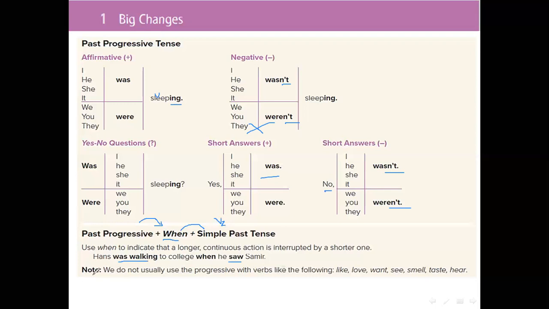Let's read this note. It's very important. We don't usually use the progressive with verbs like the following: love, want, smell, taste, or hear. We don't use these verbs with present progressive tense or past progressive tense. Okay? We don't use ing.